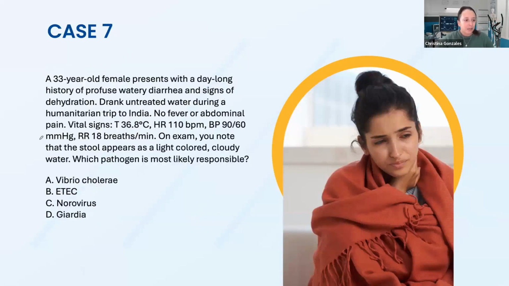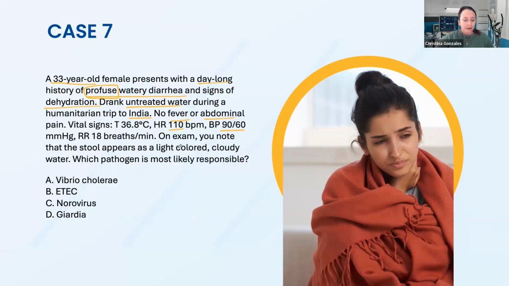We have a 33-year-old coming in with a day-long history of profuse watery diarrhea, and she's also dehydrated. So it mentioned the word profuse. I don't think vignettes take that word very lightly. So let's keep going. Drank some untreated water when she went on a humanitarian trip to India. She's having no fever or abdominal pain. But if we look at her vital signs, she's tachycardic. She's a little hypotensive. And when we look at the stool, it appears kind of this light-colored, cloudy water appearance.